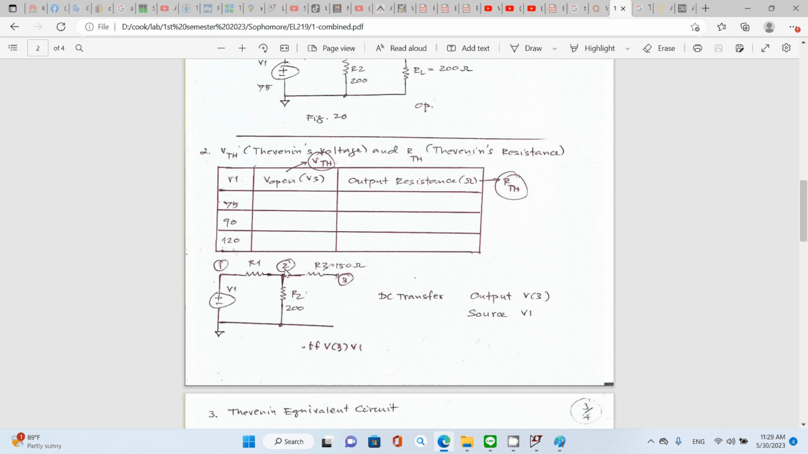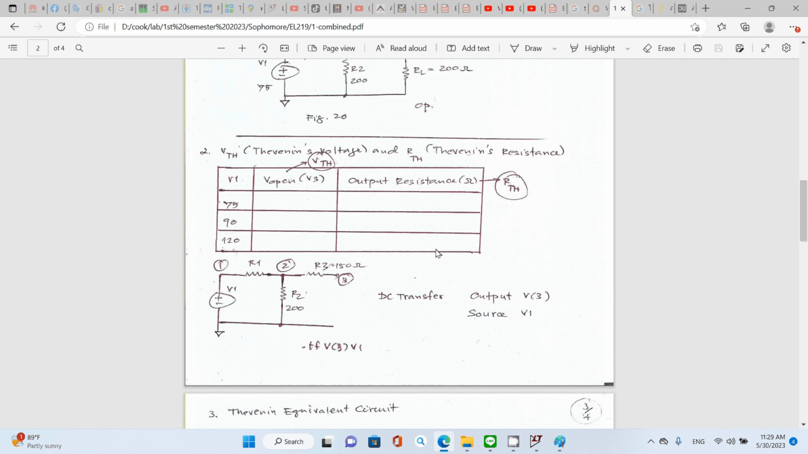Now take a look at node number 2 and number 3. Since this is an open circuit, it's not a complete circuit, so you have no current flowing through resistor R3, and that means your voltage at node number 2 is equal to the voltage at node number 3, because delta V equals IR by Ohm's law, when I equals 0. That means delta V equals 0, or delta V equals V2 minus V3. So you end up with V2 equal to V3, correct?